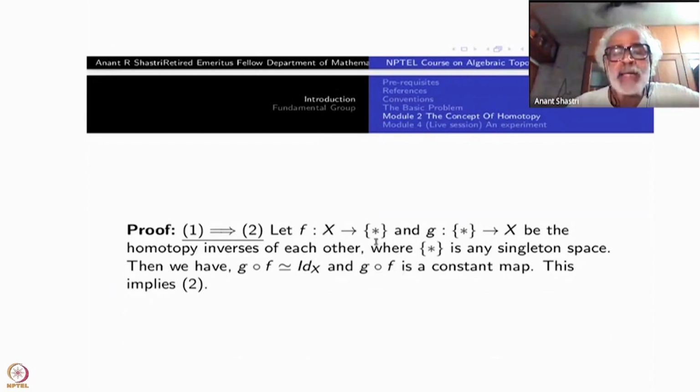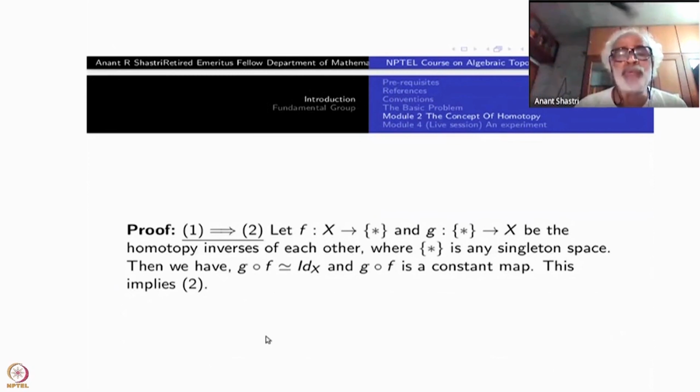Okay, and G composite F is what? Sorry, first you start with F from X to the single point, then G to X. Where does it go? Single point only. G composite F is homotopic to identity by definition, but G composite F is a constant map. So identity is homotopic to a constant map. So that is the conclusion too. Okay, so 1 implies 2 follows.